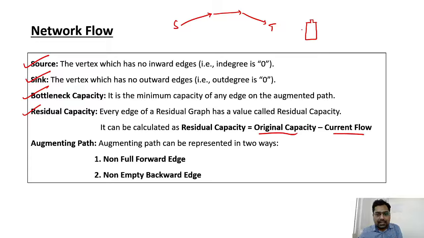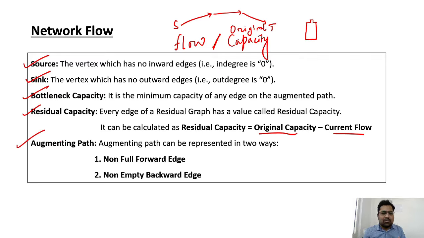Whenever we are writing it, the flow should be written in this order, this way. Flow will be on the left-hand side, and the right-hand side will be the capacity, or you can say the original capacity. Original capacity of what? Of the path or the pipe, you can say. Okay. Flow on this side, original capacity on the right-hand side.